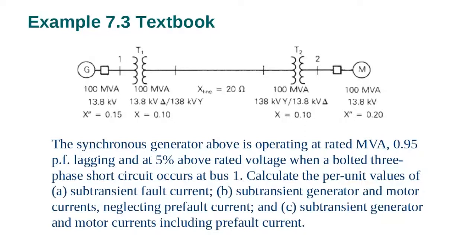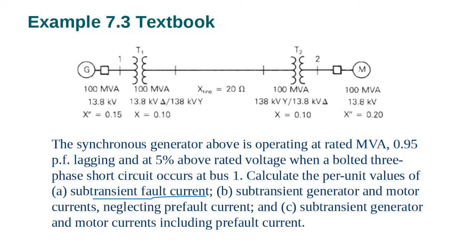So we started recording. And the last time we discussed short circuit, or three-phase short circuit. We have this example here in front of you, as you can see. Now, what you need to focus on here: we want to find the fault current. These are the things that we need to find. Calculate the per unit values of subtransient fault current. So we want the fault current.